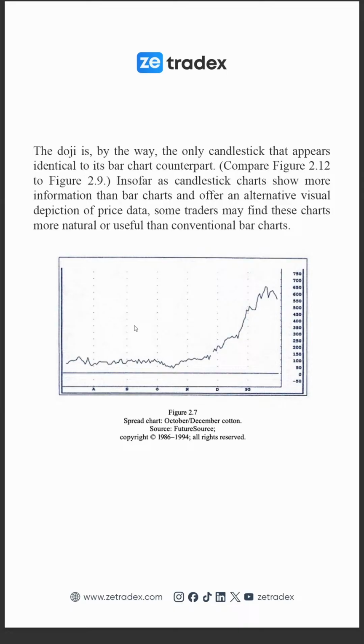Now, the doji, which is a very significant candle on the charts and signifies indecision, is by the way the only candlestick that appears identical to its bar chart counterpart. Insofar as candlestick charts show more information than bar charts and offer an alternative visual depiction of price data, some traders may find these charts more natural or useful than the conventional bar charts. Next page.